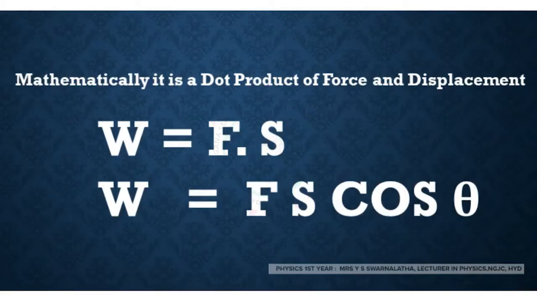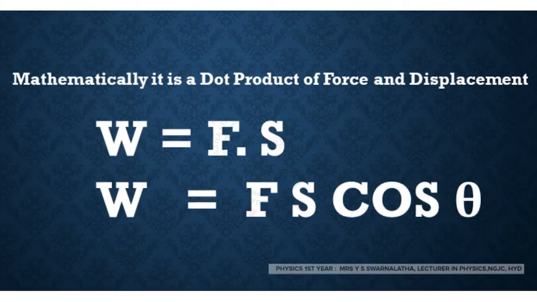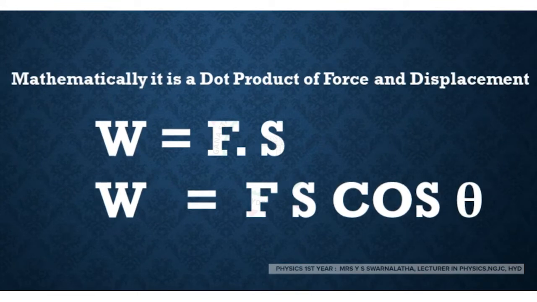After knowing the concept of dot product of two vectors, now we'll apply this dot product for work. So work is the dot product of force and displacement. Here force is a vector quantity and displacement is also a vector quantity. So F dot S is equal to Fs cos theta. So W is equal to Fs cos theta.